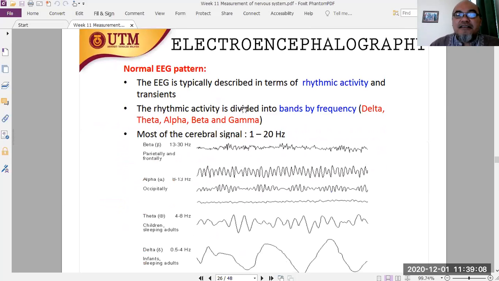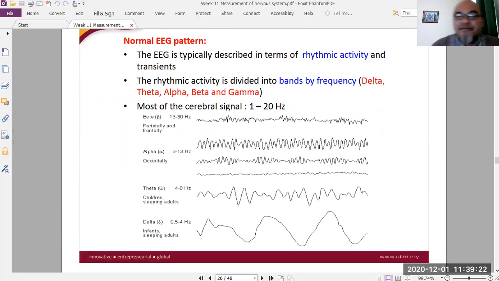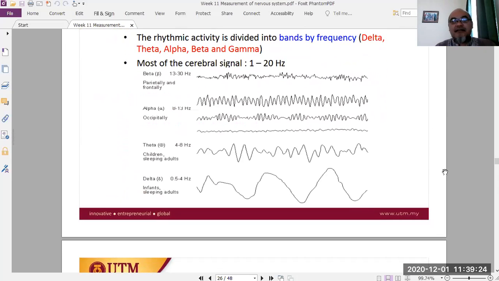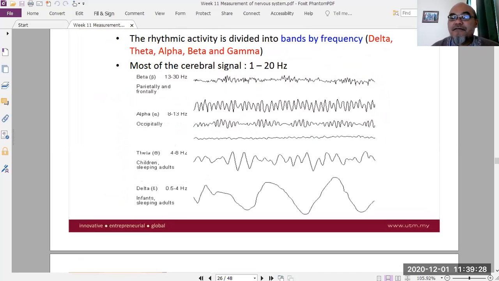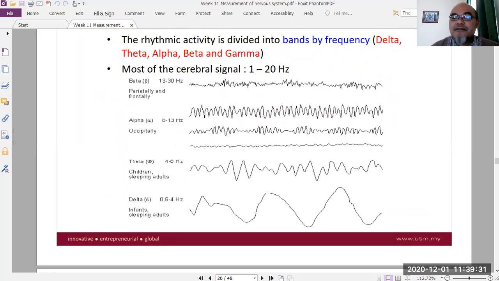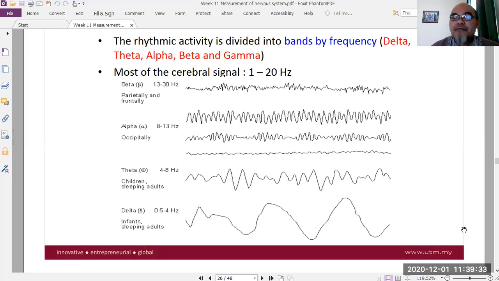Normal EEG pattern: the EEG is typically described in terms of rhythmic activity and transients. So the rhythmic activity is divided into bands by frequency: delta wave, theta, alpha, beta, and gamma. Most of the cerebral signal is between 1 to 20 hertz. So this is the waveform for these different types of brain wave. This is the beta wave, yeah, in between 13 to 30 hertz.